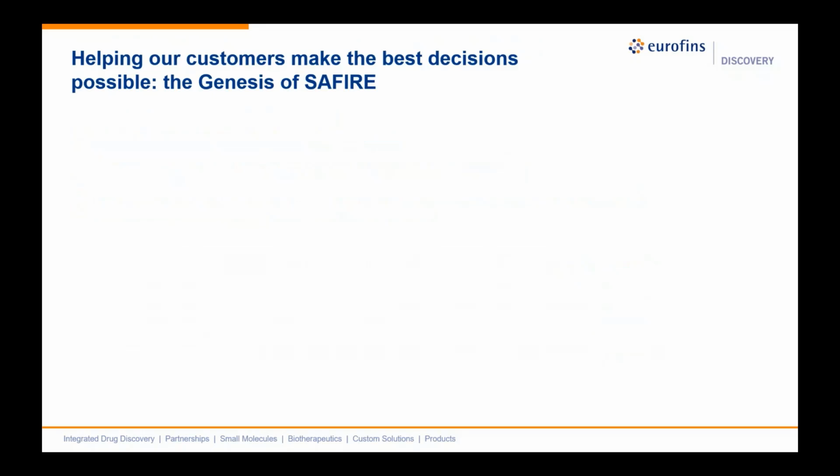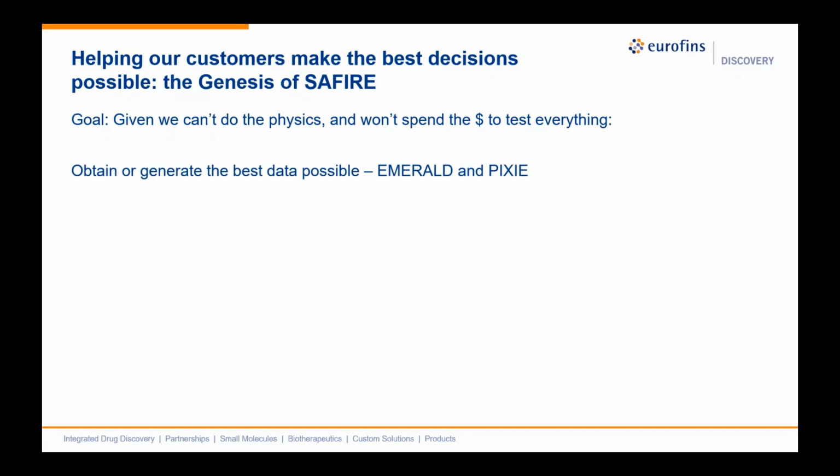So our goal at Eurofins in the Discovery AI team is to help our customers make the best decision possible. And I'm going to tell you about the genesis of SAFIRE. So our goal is, given that we can't do the physics yet, and we can't spend the money to test everything, we want to obtain or generate the best data possible. And that's through our Emerald project, which is a database project, and Pixie, which is a project to expand the database of compounds to cover more and more drug-like chemical space.